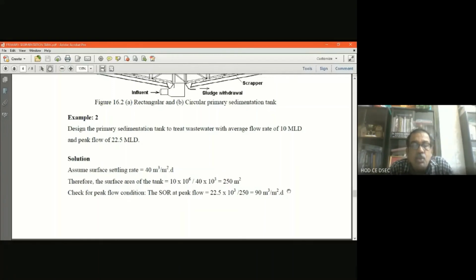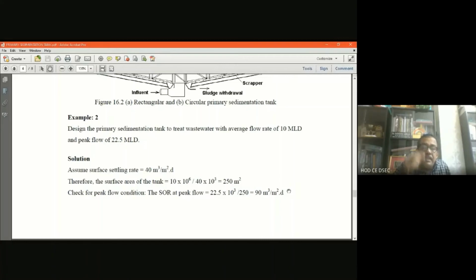So what we have learned is, if the flow rate is given, that is the average flow rate, I mean to say the design is always done with the average flow rate. If the average flow rate is given, assuming the surface settling rate, you can decide the surface area of the tank.